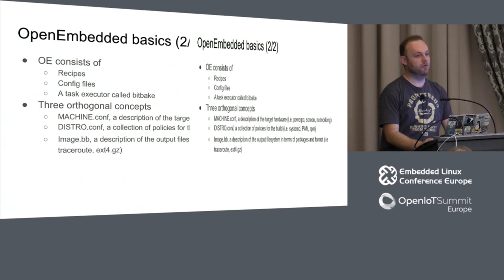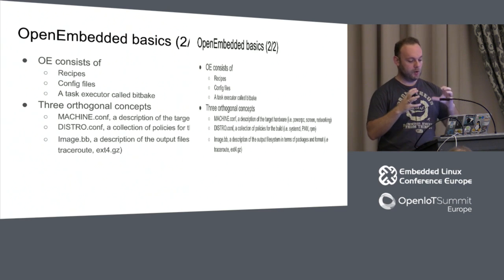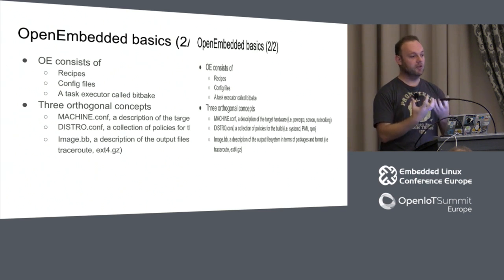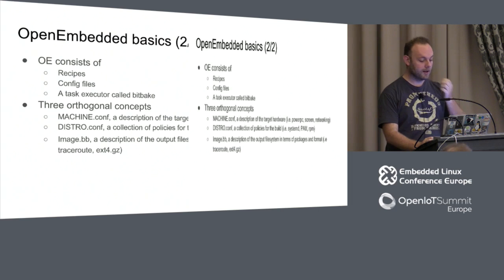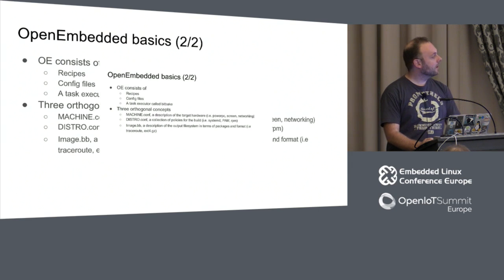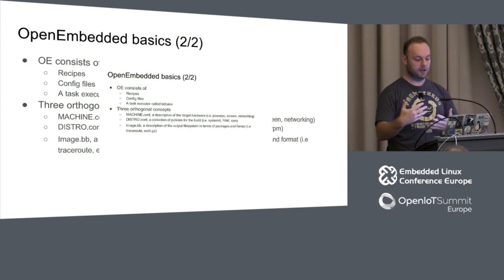And we have image recipes. This is where you have a collection of software packages in an output format like ext4 or a tarball. And OpenEmbedded combines the distro and the machine and your image recipe to output that. So in theory, you should be able to use any image with any distro and any machine, but there might be something going on if you have an image written specifically for a certain machine.